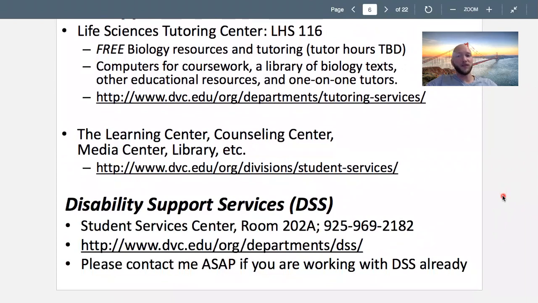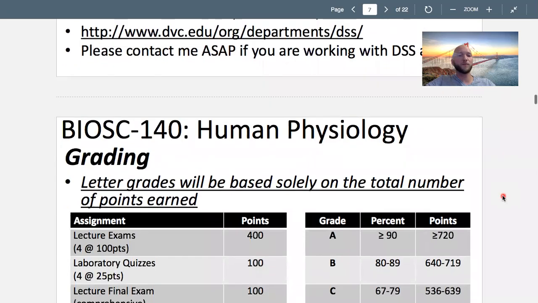DSS, if you are in DSS, if there's anything regarding DSS, disability support services, please let me know so I can make the accommodations and I can prepare to help you. Remember, I'm here to help you no matter what's going on. We're going to get through this semester together successfully. Let me know what's going on so I can make the arrangements.